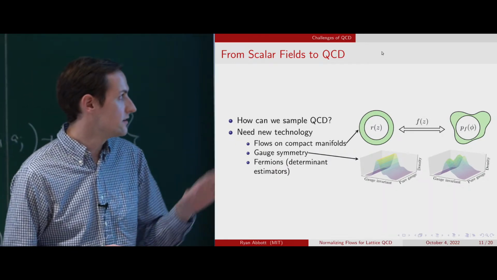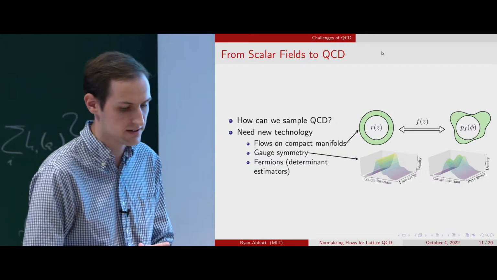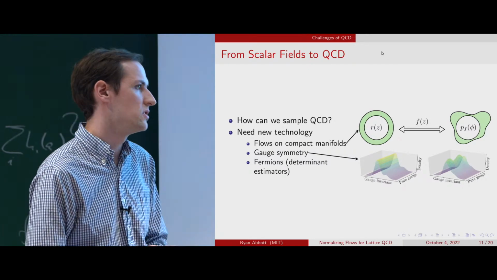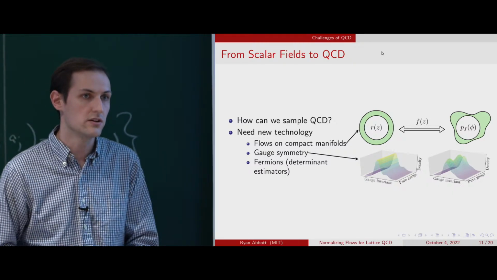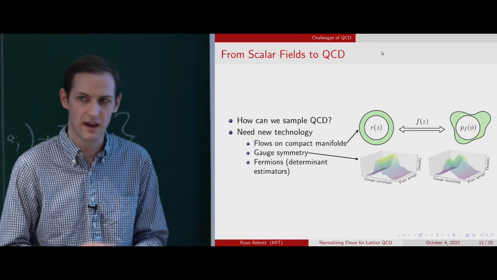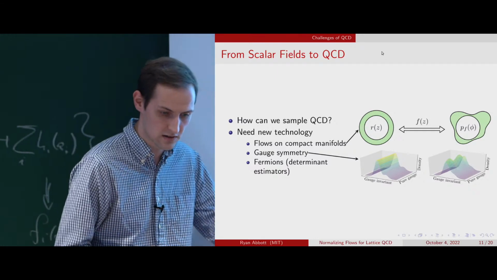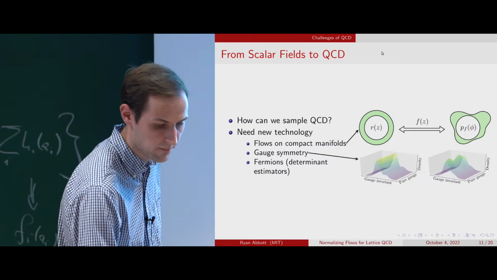And lastly, there's an issue that I won't talk too much about today, which is the issue of fermions, which at the end of the day, we'll get into looking at determinant estimators and trying to use machine learning to work with determinant estimators. I'd be happy to talk with anyone if you wanted to talk about this in more detail sometime later.